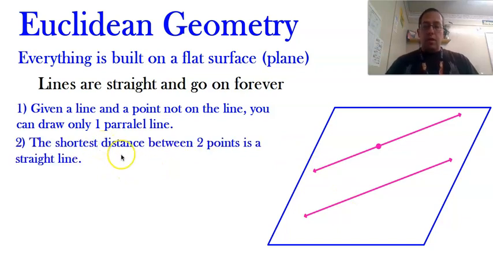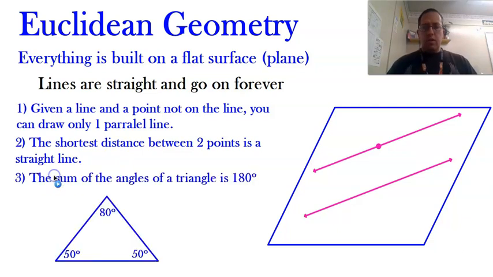Another thing that we get is the shortest distance between 2 points is a straight line. Y'all probably heard that before lots of times, right? If you want to get from point A to point B, you just walk in a straight line, and that's going to get you there in the shortest distance, right? And one of the other things that's true in Euclidean geometry is that the sum of the angles of a triangle is 180 degrees. This is something everybody knows, okay? Doesn't matter what triangle it is, you take all the corners, you add them up, and it's 180 degrees, right?